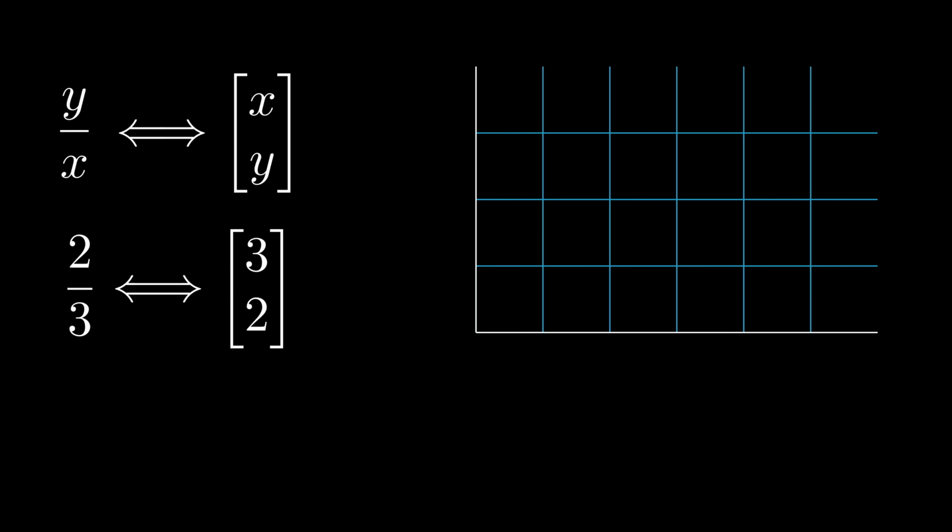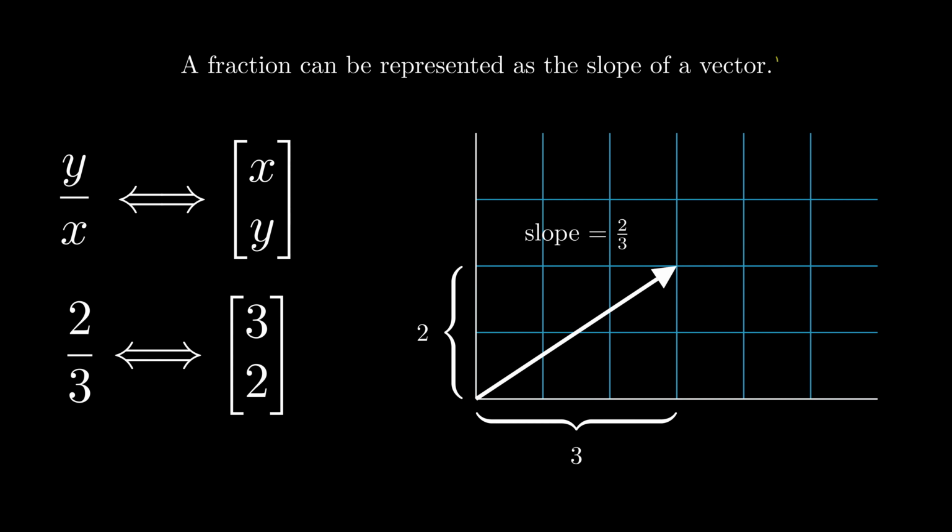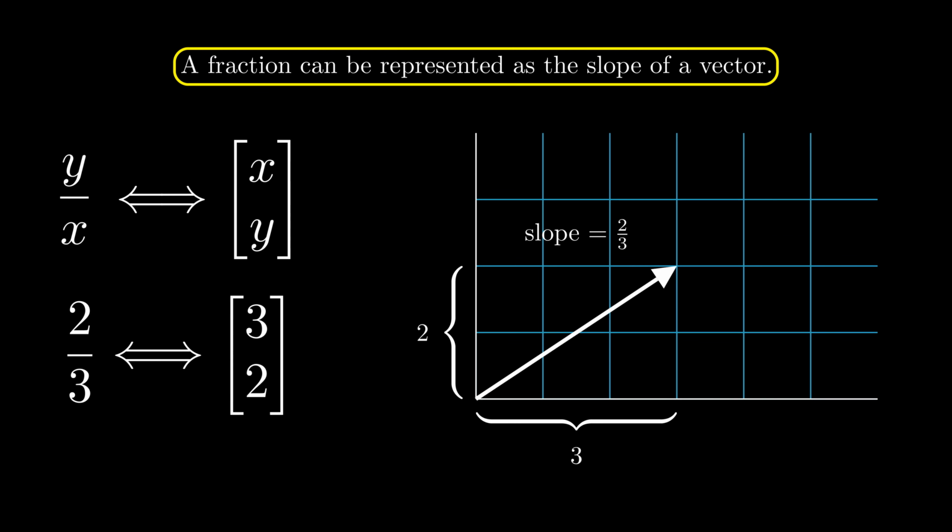Let's use vectors. For instance, the fraction 2/3 we will represent as the vector 3, 2. If you're wondering why I used y over x instead of x over y, that's because the value y over x now represents something useful and familiar to us with respect to the vector. The y value is the rise and the x value is the run, so y over x is the slope of our vector. Basically, we can represent these fractions as the slopes of these vectors.